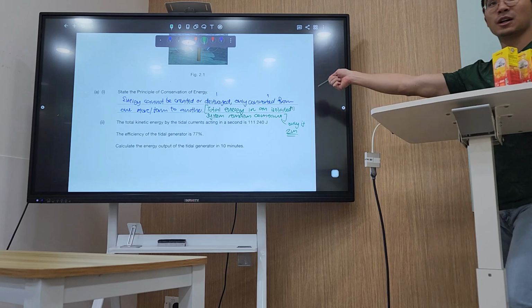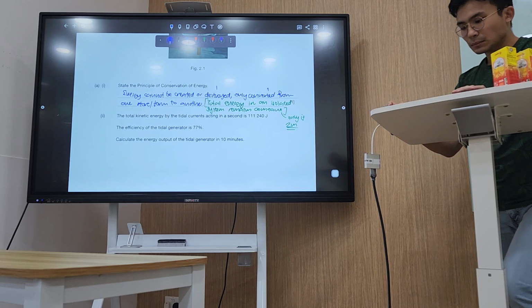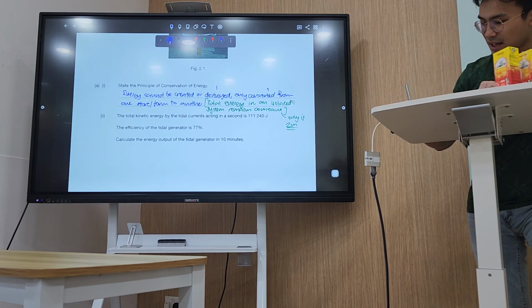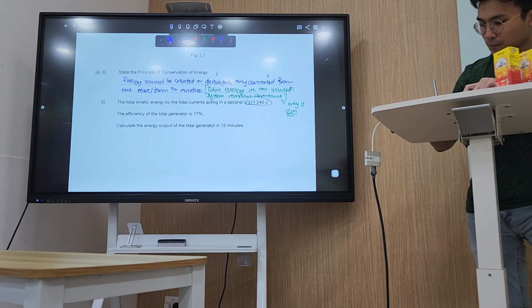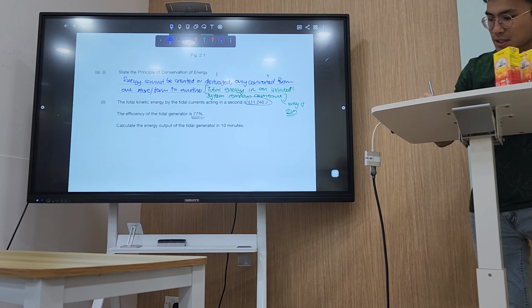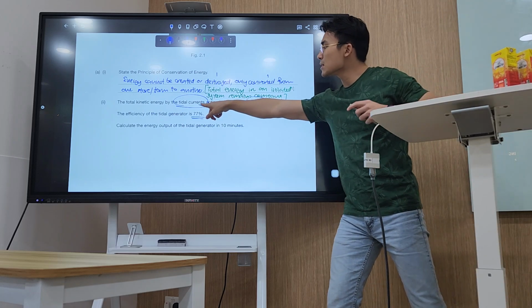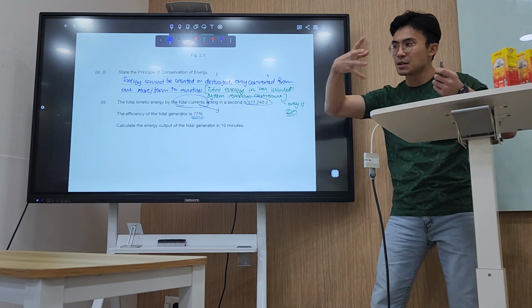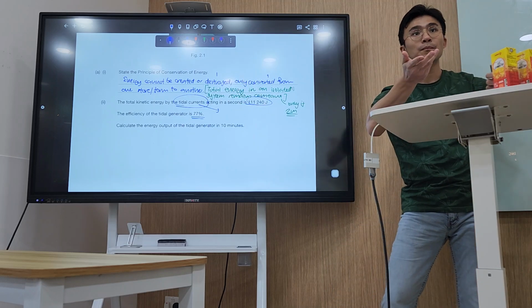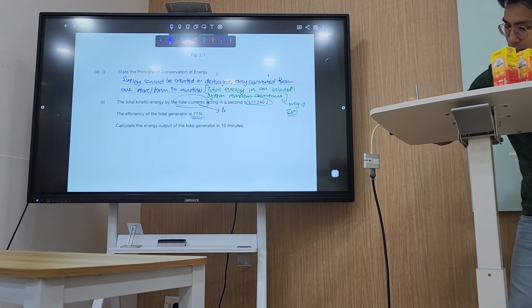Energy cannot be created or destroyed, only converted. Now, your total kinetic energy in a second is 111,240 joules, and the efficiency is 77%. When they say total energy by your tidal currents, the currents are the source of your energy, because the currents hit the waves and it can turn. So this is your input. You want the output.